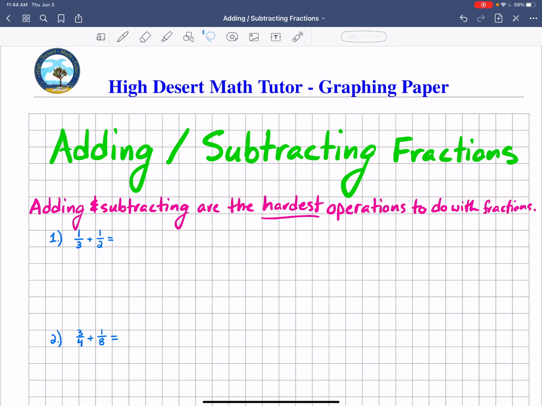Adding and subtracting fractions is the hardest type of operation you can do with fractions. The reason is that you have to do a lot more work than you have to if you're multiplying fractions or dividing fractions. So let's jump into a few examples.